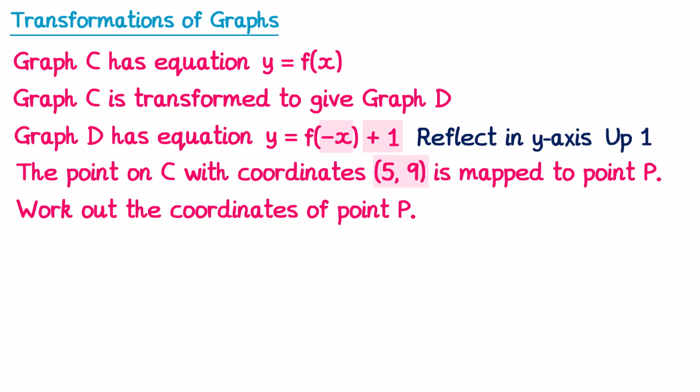If we're going to reflect in the y-axis, the y-coordinate remains unchanged, but the x-coordinate will take the opposite sign. So when the x-coordinate was originally 5, it will now become negative 5. Then we've got to do this translation, so we need to move up 1, which will mean the y-coordinate will increase by 1 from 9 to 10.